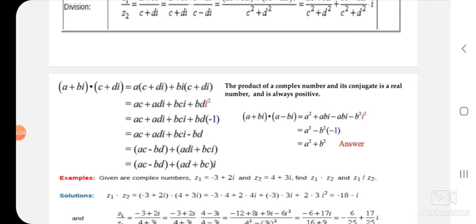Now, the product of a complex number and its conjugate is a real number and it is always positive. How? Because if we take the multiplication of one complex number with its complex conjugate, that is A plus Bi into A minus Bi, it gives A square plus B square.